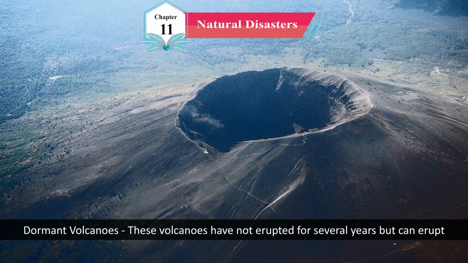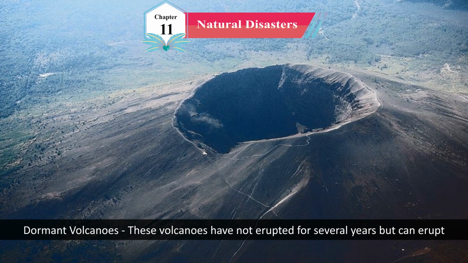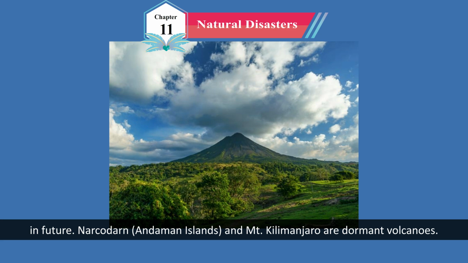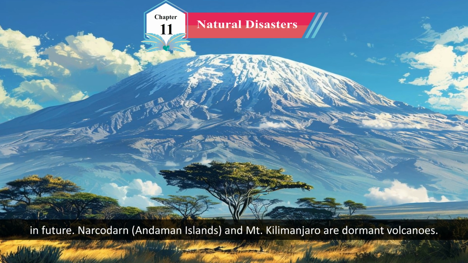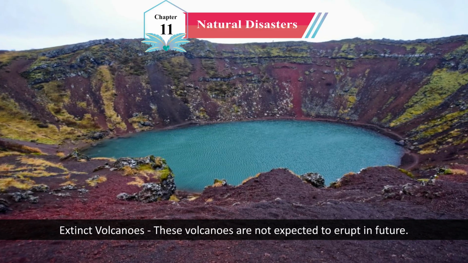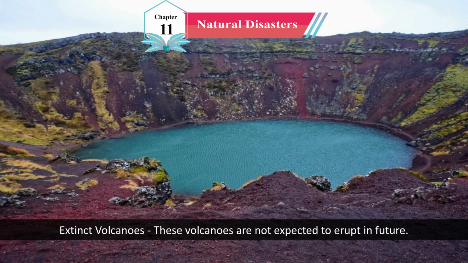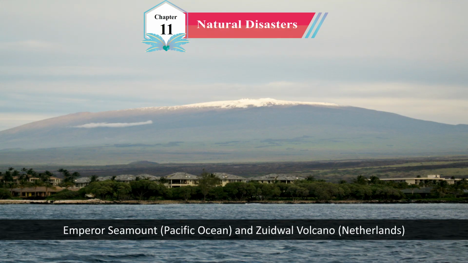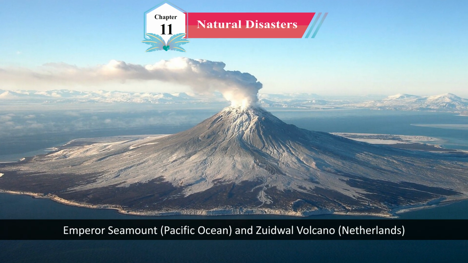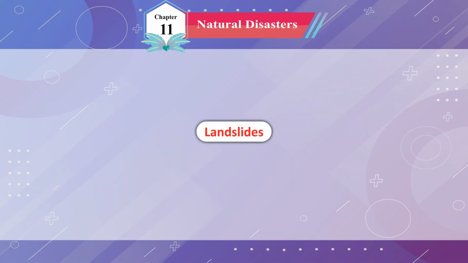Dormant volcanoes. These volcanoes have not erupted for several years but can erupt in future. Narcondam in Andaman Islands and Mount Kilimanjaro are dormant volcanoes. Extinct volcanoes. These volcanoes are not expected to erupt in future. Emperor Seamount in Pacific Ocean and Zuidwal volcano in Netherlands are extinct volcanoes.